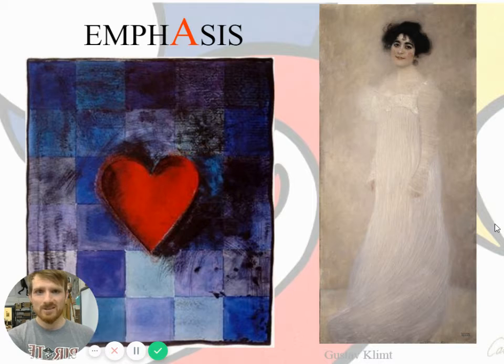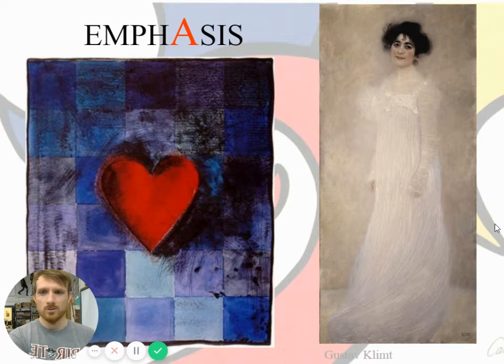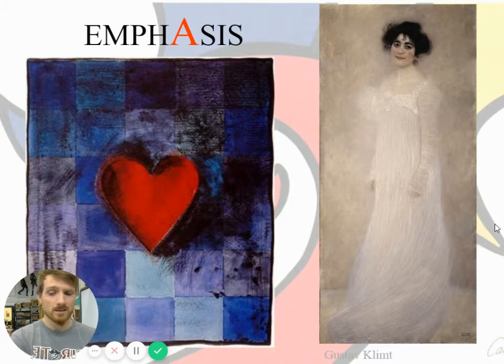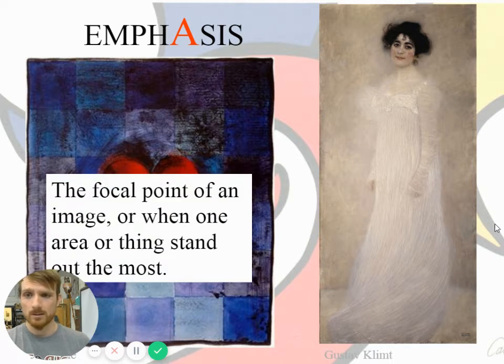Number 3 is emphasis. How do we emphasize something within artwork? Emphasis is the focal point of an image, or when one area or thing stands out the most. So both of these artworks use different techniques, different elements to create emphasis, where we are looking at the subject matter that the artist wants us to look at.